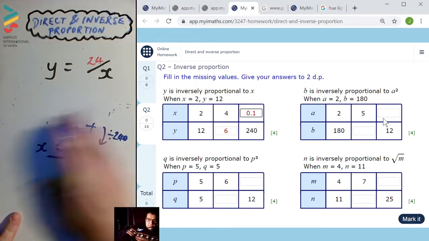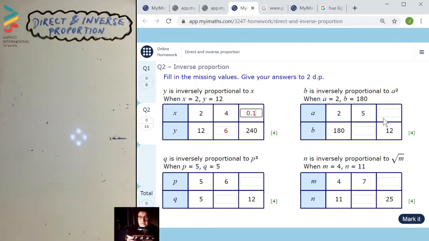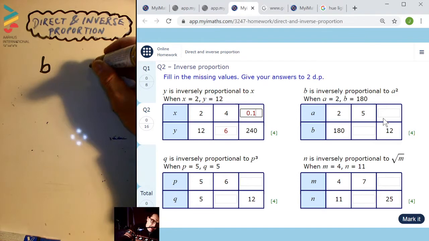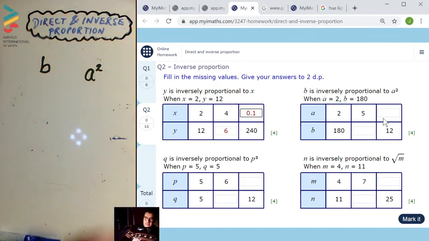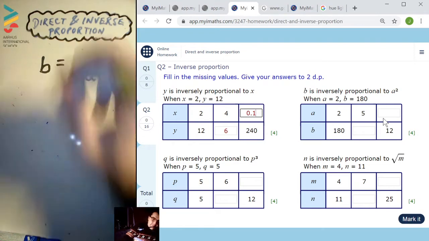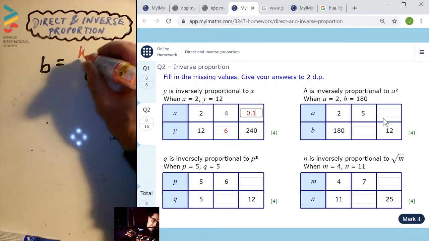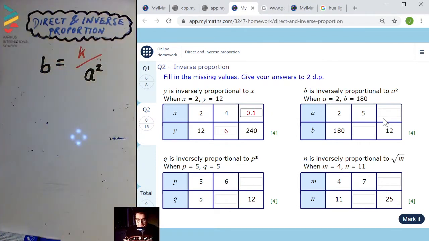So I'll just rub all of this out, and it says b is inversely proportional to a squared. Okay, so we've got 2 things going on here. We've got b, and then we've got not a, but a squared. And again, because they're inversely proportional, it means that the one thing equals some number that we've got to figure out divided by the other thing, and we'll call that number k for these purposes. So b equals k over a squared is the relationship between b and a, and we need to figure out what that k is.